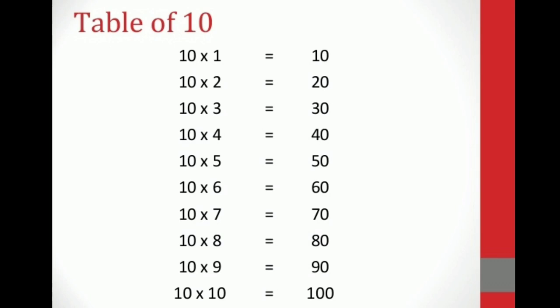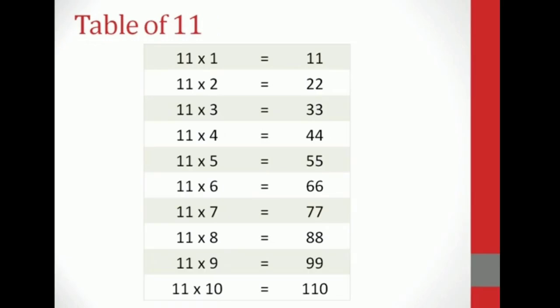The next table was the table of 11. 11 ones are 11, 11 twos are 22, 11 threes are 33, 11 fours are 44, 11 fives are 55, 11 sixes are 66, 11 sevens are 77, 11 eights are 88, 11 nines are 99, and 11 tens are 110.